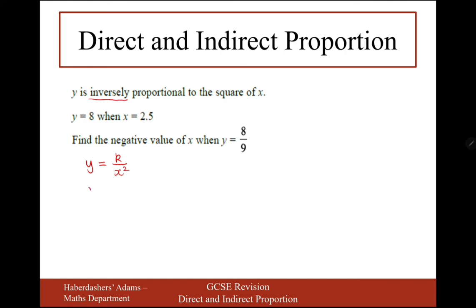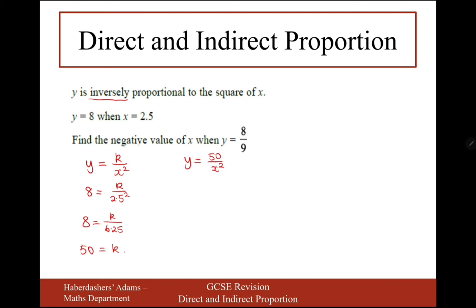So substitute in y equals 8 and x equals 2.5. 2.5 will need to be squared. Let's work out what 2.5 squared is. 2.5 squared is 6.25, so 8 equals k over 6.25, and then multiply that onto the other side, so times 8, and I get 50. So 50 is my value for k. So the formula is y equals 50 over x squared.